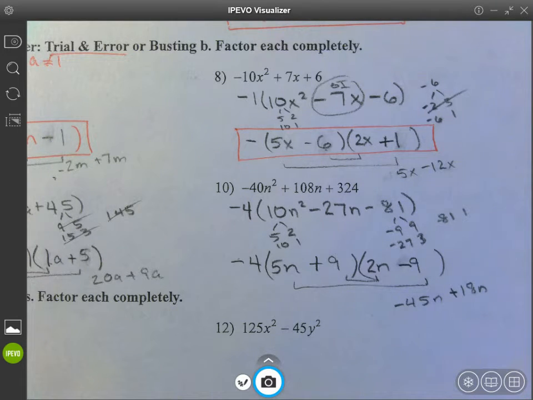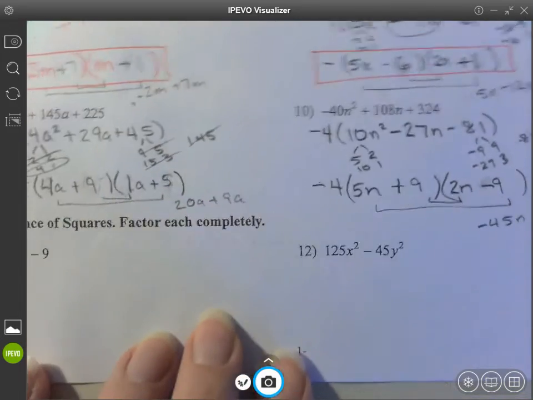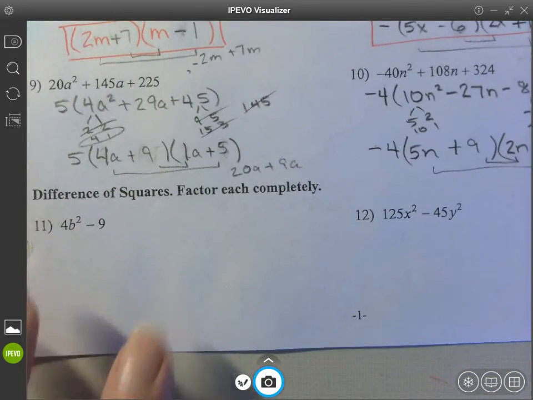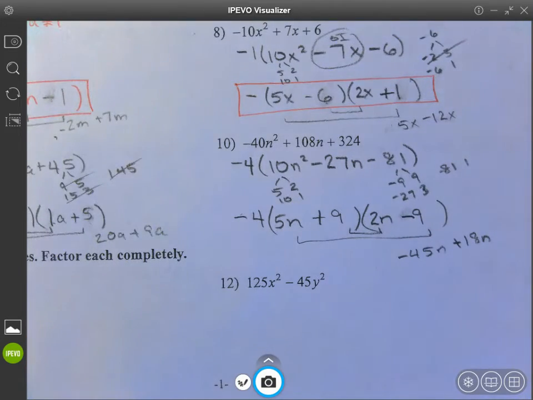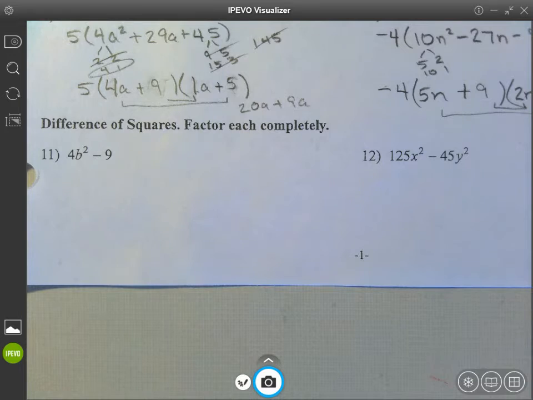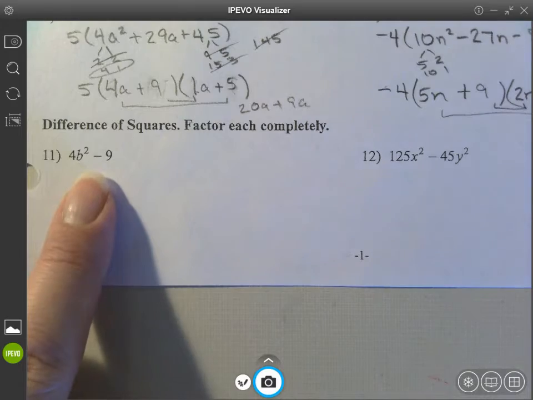Okay, what makes a difference of squares stand out? What should make it stand out? Because these are the next set, difference of squares. Oh, sure. All right, so what makes that difference of squares stand out? What should tell you when it's all mixed together, it could be a difference of squares? There's no middle term. There's only two terms there.